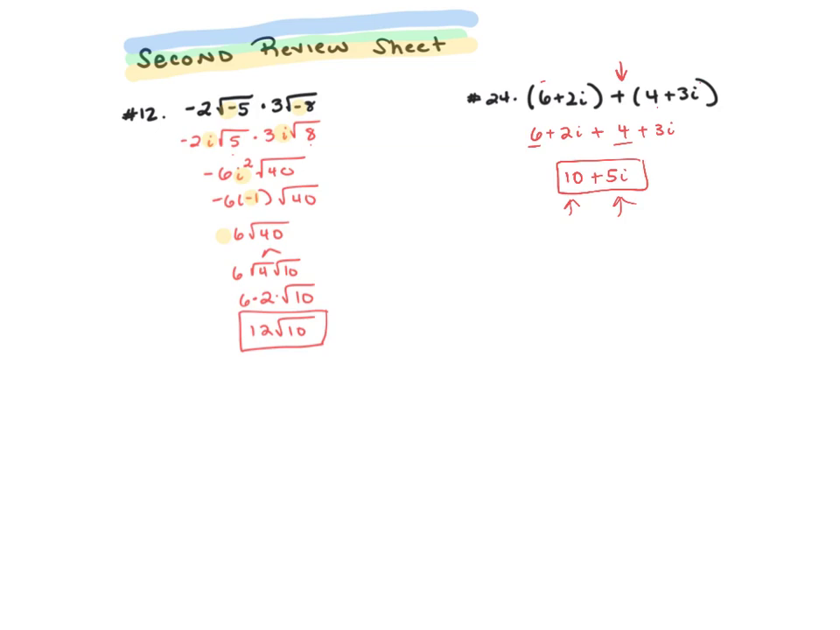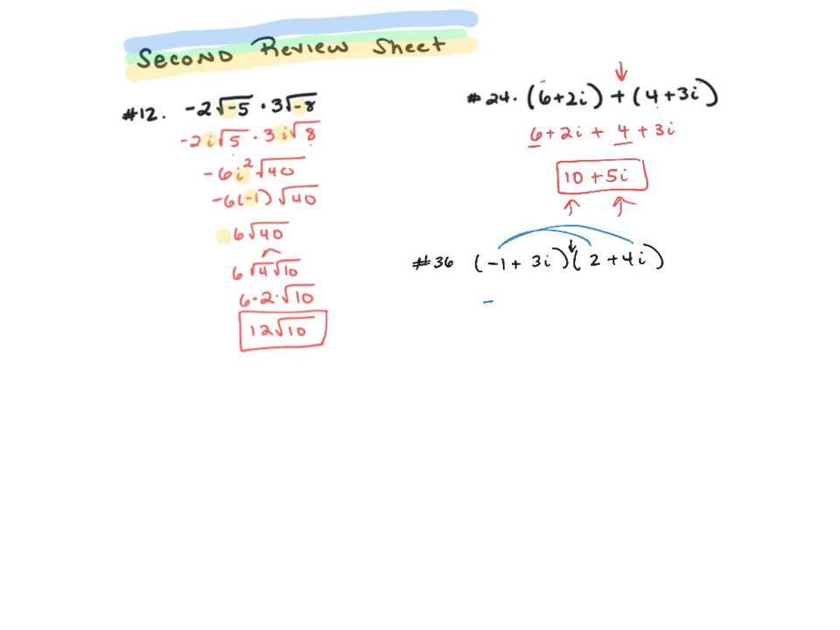So I got a request for what I think is number 36 on this review. Let's hope. So that's negative 1 plus 3i times 2 plus 4i. So this time it is multiplication. Notice how there's no addition sign. So that's telling me I need to distribute.